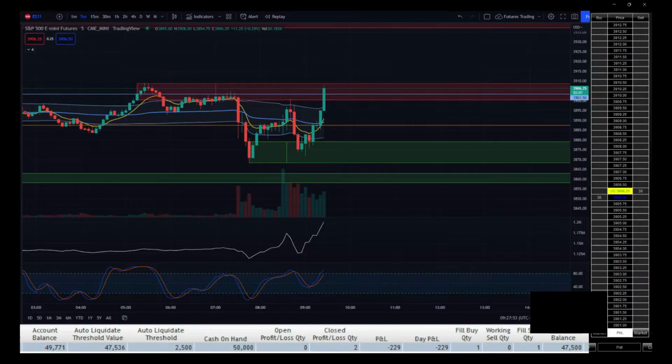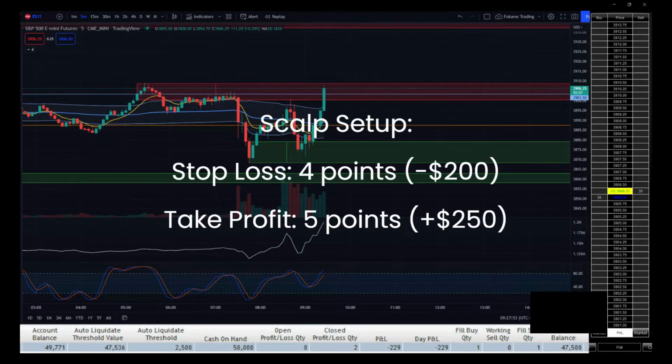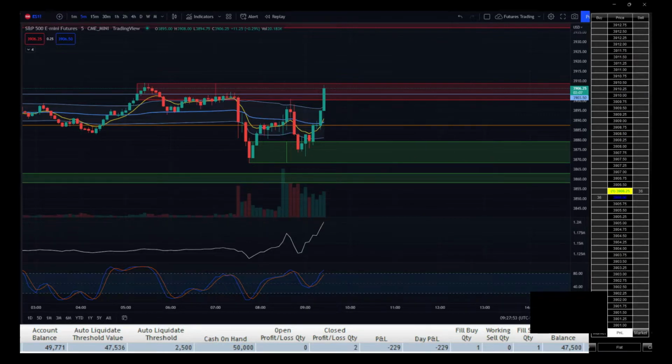The way I have my scalp set up is that each trade I'll have a 4-point stop loss and a 5-point take profit. So what that means is if I lose a trade, I'll lose $200, and if I win a trade, I'll win $250. In this case, the total loss did end up being a little more than $200 just because price moved through my stop loss so quickly. There was a little bit of slippage.